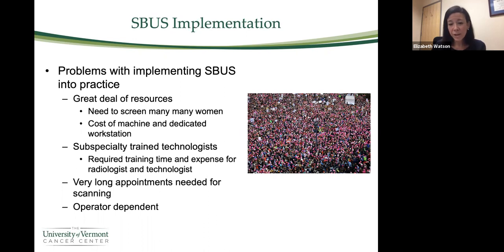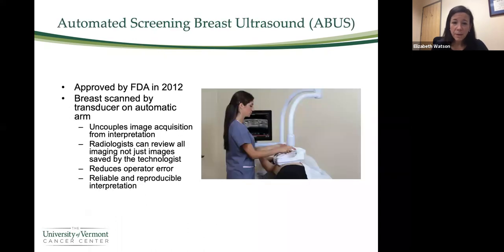We do have to have subspecialty trained technologists. So these are ultrasound technologists that have a lot of experience with breast imaging, and they typically require training time. The appointments can be rather long. Here at our breast center, it takes about an hour to do a screening breast ultrasound with an ultrasound technologist. And there can be quite a bit of operator dependency, meaning that we really put a lot of value in our ultrasound tech to be able to find things and have a lot of experience to be able to know what they're looking at. So it can be rather difficult.